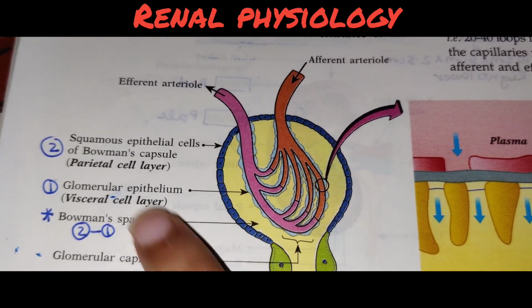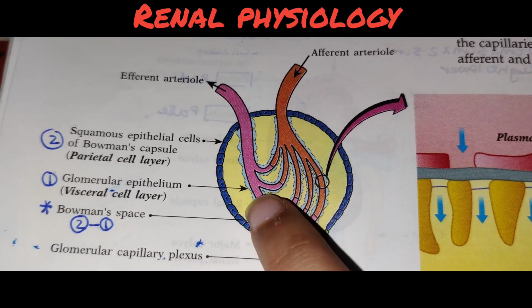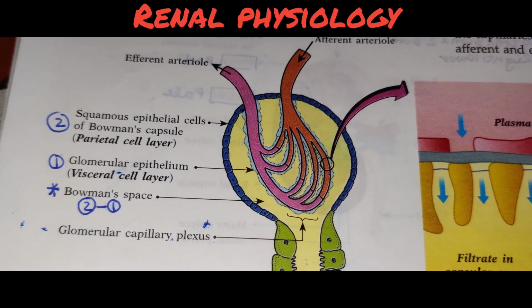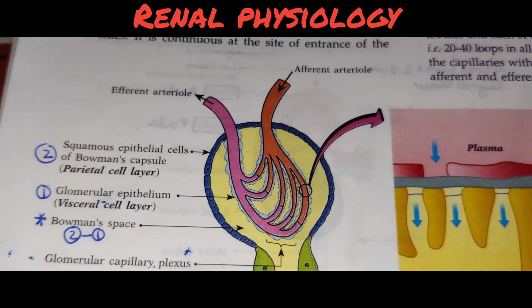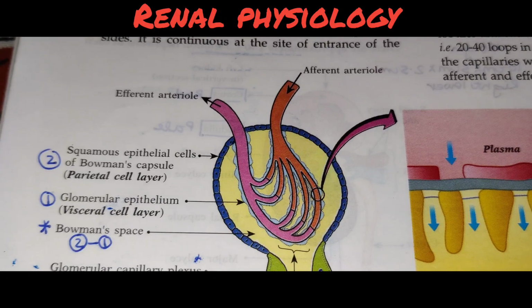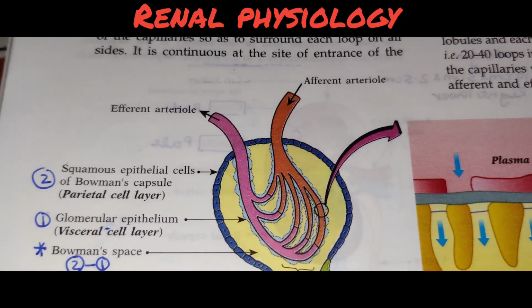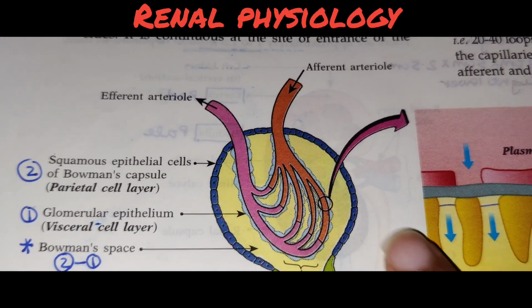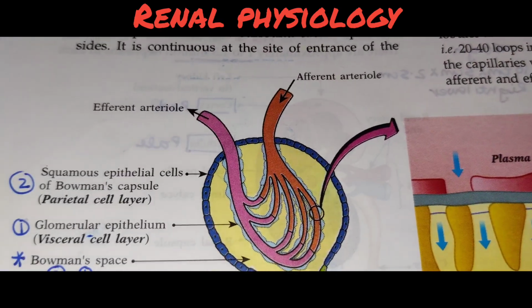Okay, so this is the Bowman's capsule. The layer of the Bowman's capsule in contact with the glomerulus is called the visceral epithelium or the visceral cell layer, and the layer which is not in contact with the glomerulus, this dark blue color, is known as the parietal cell layer, which is squamous epithelial cells. Okay, so the boundary between the glomerular part and the visceral layer of the Bowman's capsule is called the glomerular membrane.